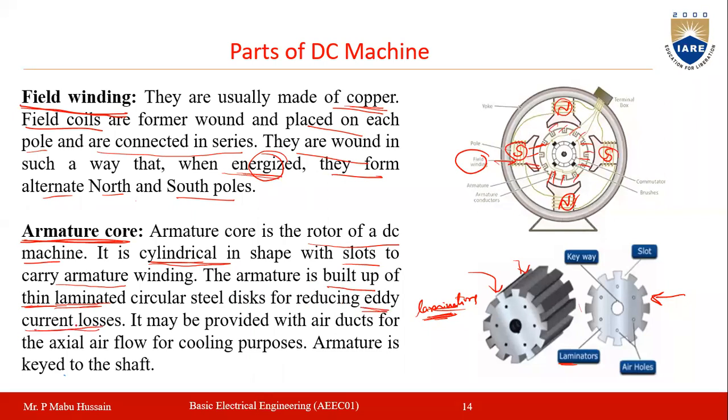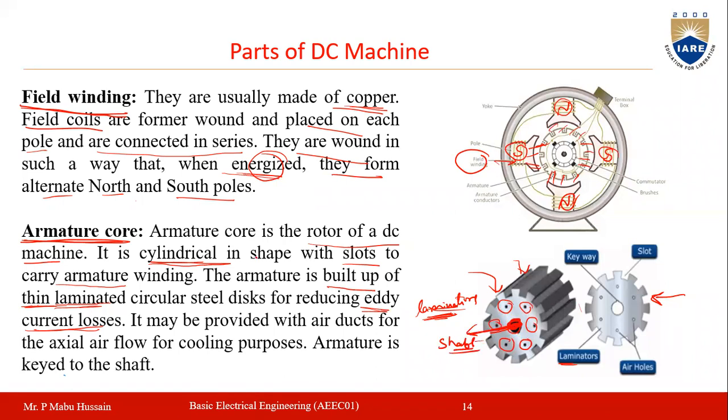What are these eddy current losses? We will discuss that while discussing the different types of losses in the DC machine. Also this armature core is provided with some ducts here. What is the purpose of these ducts? Through these ducts the air will flow and they will act as a cooling medium. So for cooling purpose only we are using these ducts. Generally this armature will be connected to the shaft. See here, you have one hole in the middle. Through this hole we will connect a shaft here.